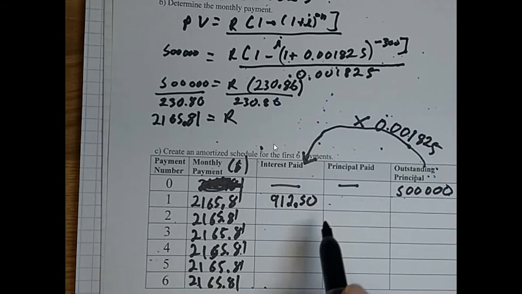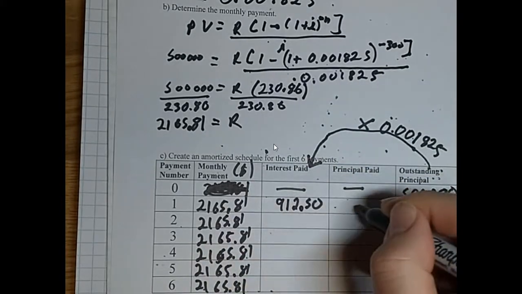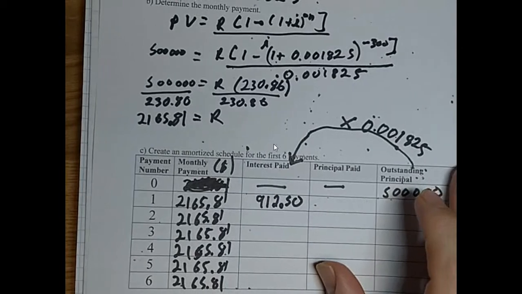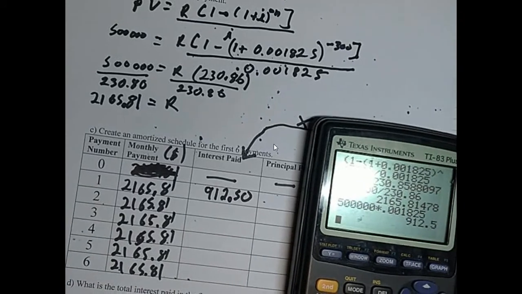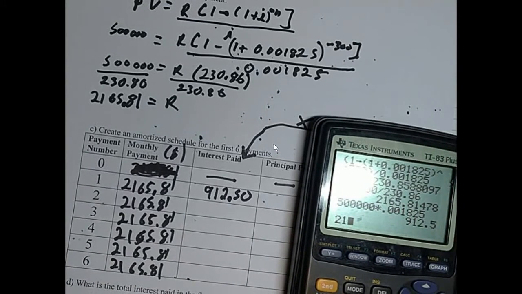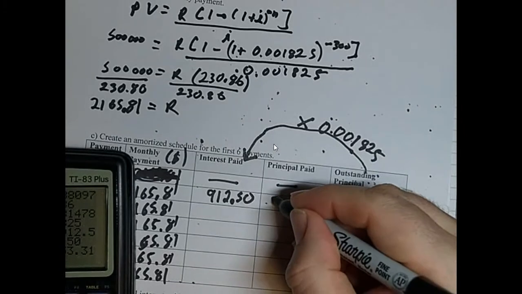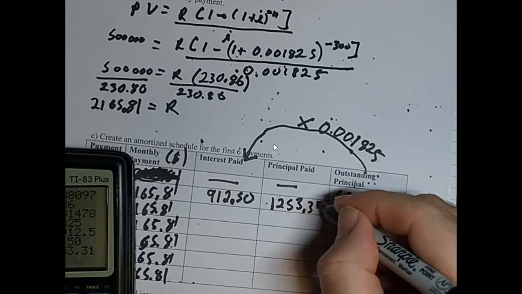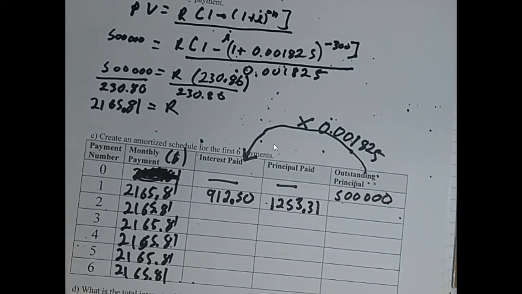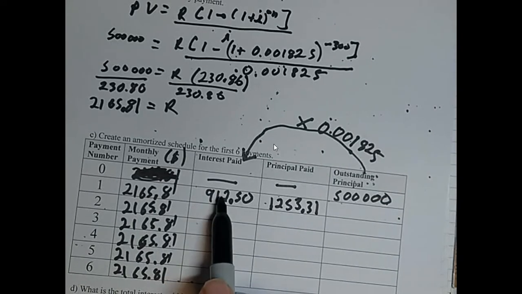Now you subtract these two. So this subtract that gives you how much the principal is. You can take this number, subtract that number. So you're going to go 2165.81 subtract 912.50. And you get right here 1253.31. So I just took this number and subtracted that number to get here.